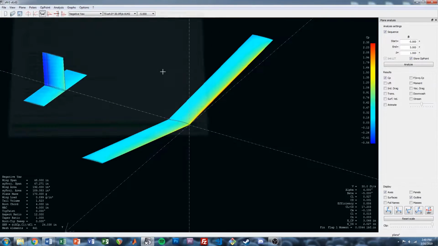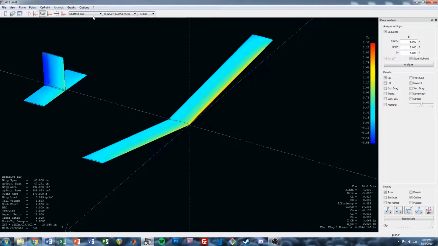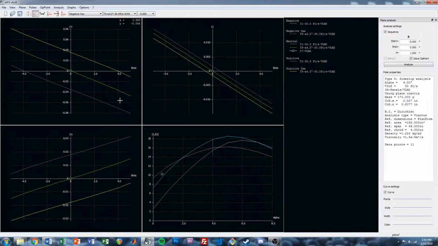Analyze. Okay. So now for our lateral coefficients, we have the neutral configuration, the rudder to the left, and the rudder to the right. If we look at our plots, we can see the appropriate curves here. So from a stability standpoint, we have a positive CN beta, which is good for static stability, and we have a negative CL beta. So that all looks good.